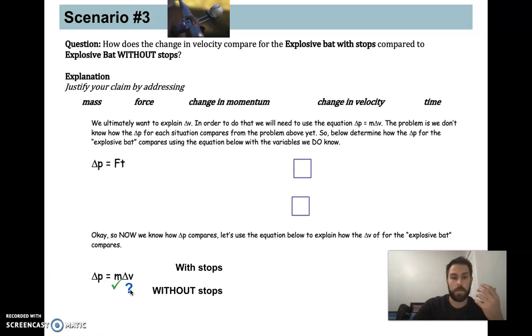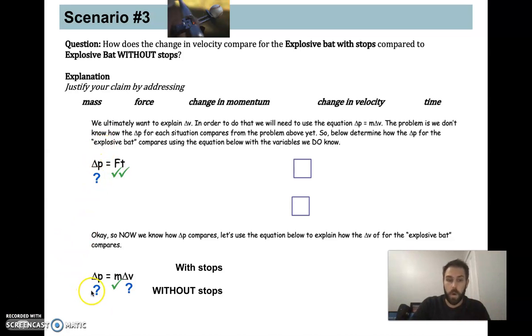Now, what I also like to do is look at the problem and say, okay, what things do I know from the problem? I know the mass of the baseball from the problem, how those compare. I know how the force compares, and I know how the time of impact compares. Now, one thing I don't know from this problem is it doesn't say anything directly about the change in momentum. So I don't know that.